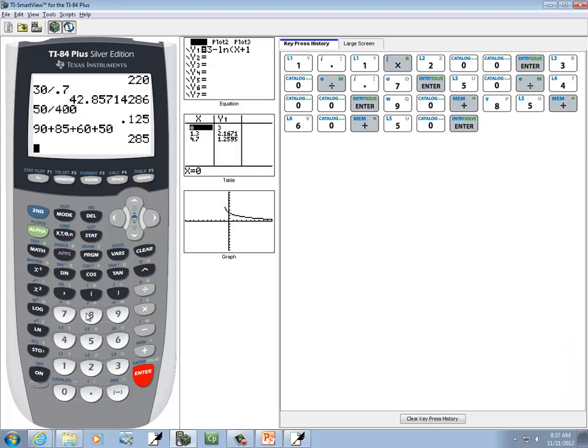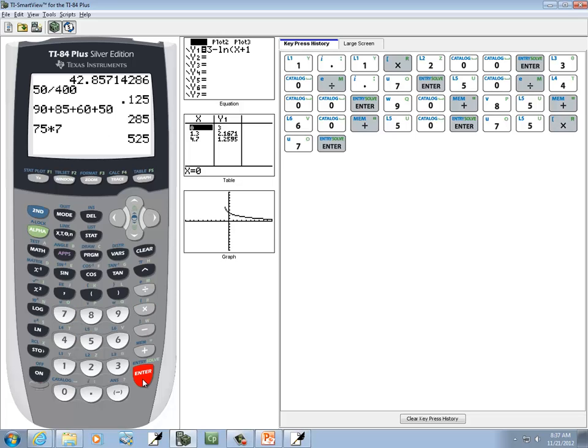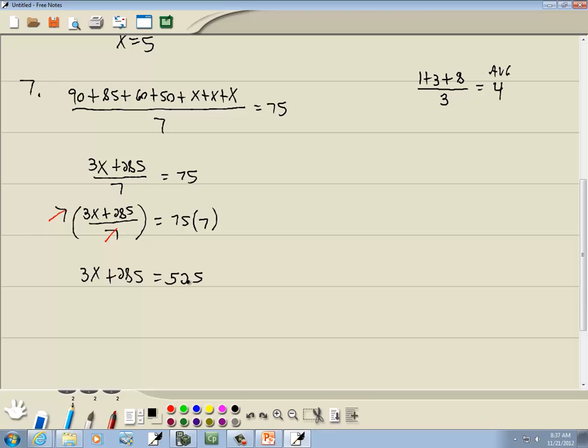Let me do it over in the calculator. 525. Okay. Third step. Get everything with an x on one side, numbers on the other. So I take 285 over. You take anything across your equals, your sign changes. So it becomes a negative 285. I think that's 240.